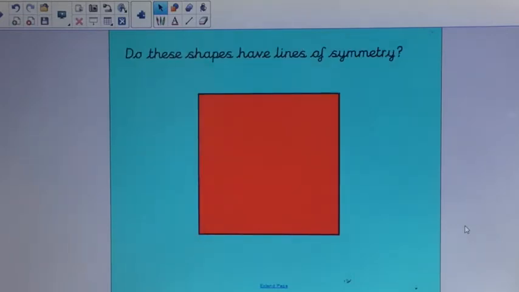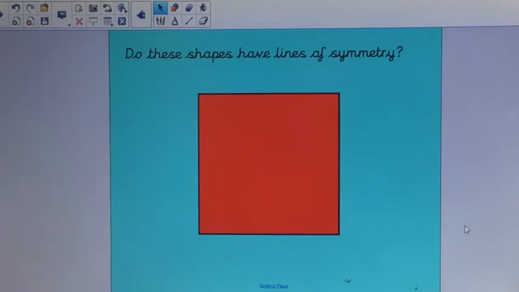Okay, so first shape we've got is a square. Have a good look at that square and tell your grown up where you think the lines of symmetry might be. So you're going to need to point at your screen and point out where you think it's got lines of symmetry, remembering that when you draw a line through the shape, it's got to look exactly the same on both sides. So I'll give you a few more seconds, pause the video if you need to.